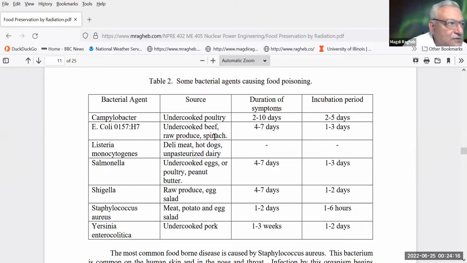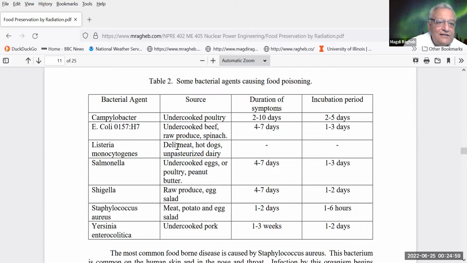Because some farmers down south producing the spinach use human feces, in fact, human sewage. That happens also in Mexico for cantaloupes being exported to the United States, or they use sewage that comes out from pig farms. And in that case, the spinach gets contaminated. So washing it is not enough. You really have to cook it thoroughly, or maybe use radiation, as I'm going to suggest here. In that case, the E. coli can get you sick for 4 to 7 days, incubation 1 to 3 days.